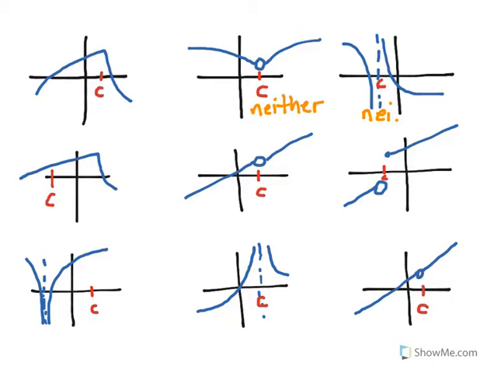The next one, this one is continuous at C. This one is not continuous at C. Neither. Neither continuous nor differentiable. Neither is this next one. Neither. Neither continuous nor differentiable.